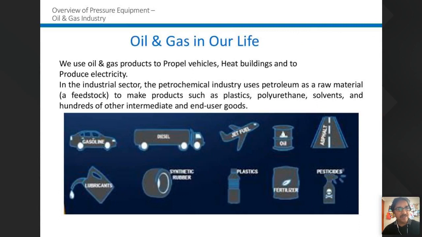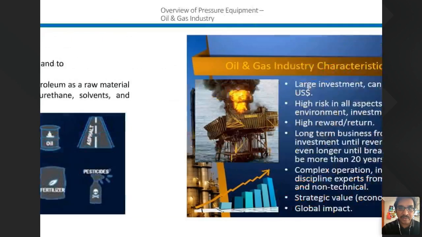Now, we have seen how oil and gas is formed. Let's see what the use of oil and gas is in our life. We use oil and gas to propel vehicles, heat our buildings, and produce electricity. In the industrial sector, petroleum products are used in many ways. They're used to make plastics, fertilizers, pesticides, rubber, lubricants, you name it. I think over 100 products. I tried to put a picture of all this, the basic use of oil and gas in our life.